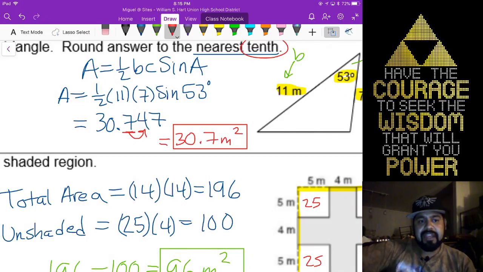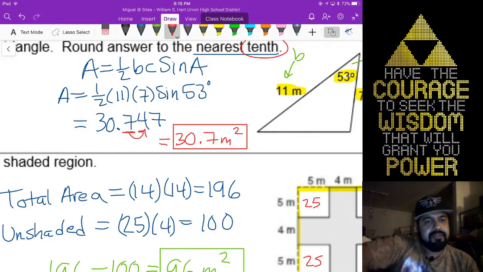No, Kosher, it does not matter which number you put for B or C. You could have done 7 times 11. It doesn't matter. It's all multiplication. So just like when we did the law of cosines, it didn't matter which one you had for B or C. Same thing.